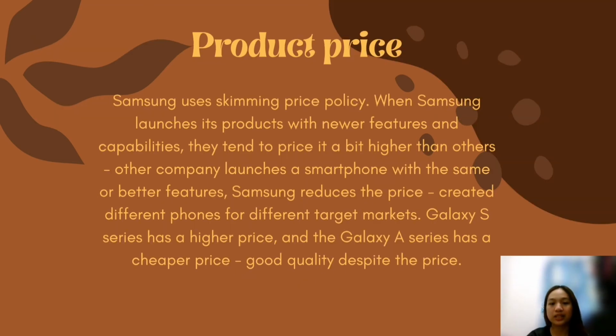The second positioning strategy is the product price. Samsung uses a skimming price policy. When Samsung launches its product with newer features and capabilities, they tend to price it a bit higher than others. On the other hand, when some other company launches a smartphone with the same or better features, Samsung reduces the price and easily avoids losing market as a result of the competitor's debut.